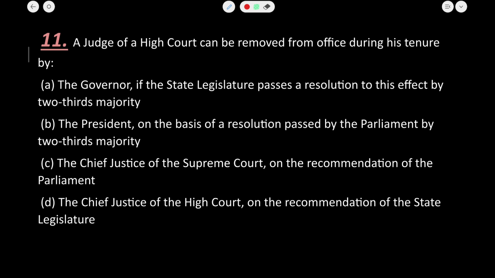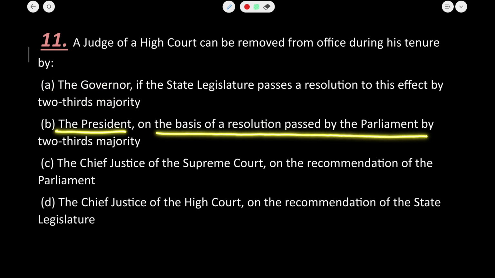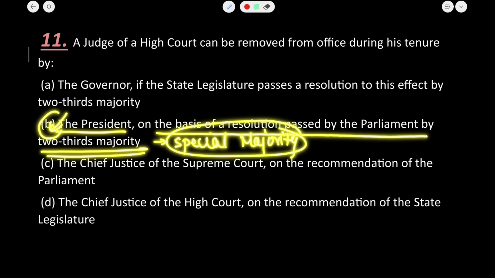So the governor does not remove. The President on the basis of resolution passed by the Parliament by 2/3 majority. Yes, this is the special majority. So which of the following options seems to be correct? So this option B is absolutely correct.